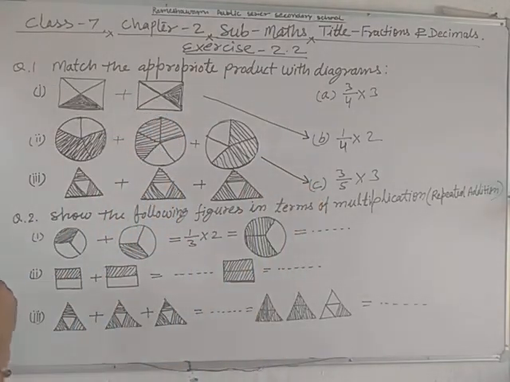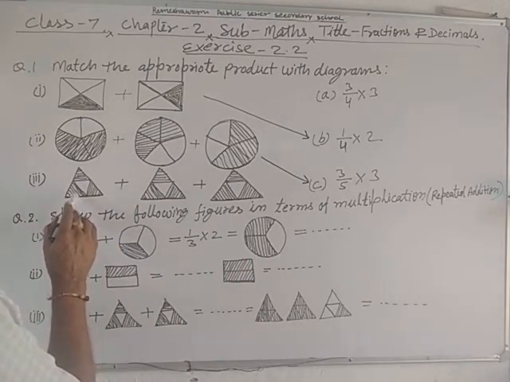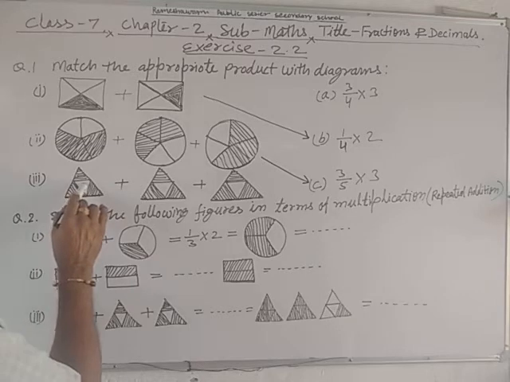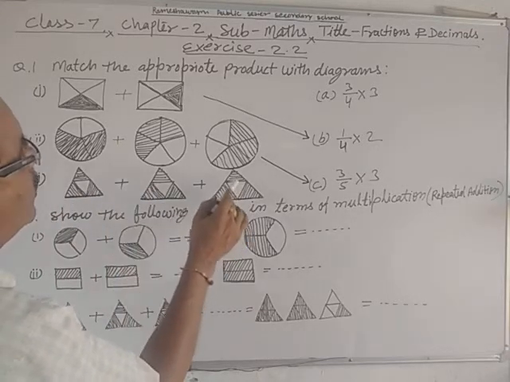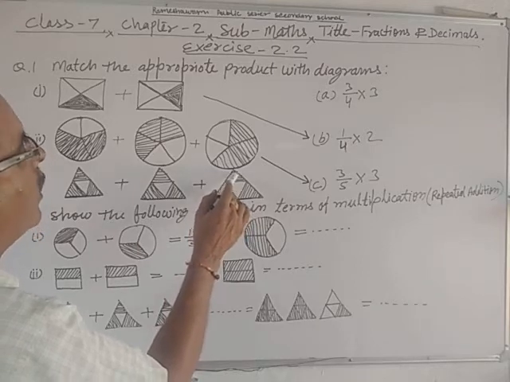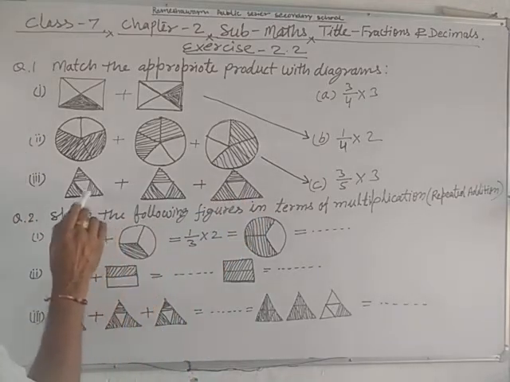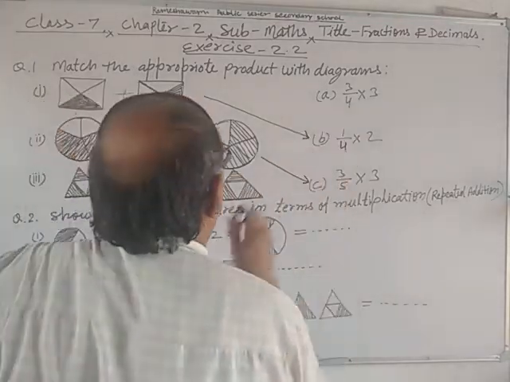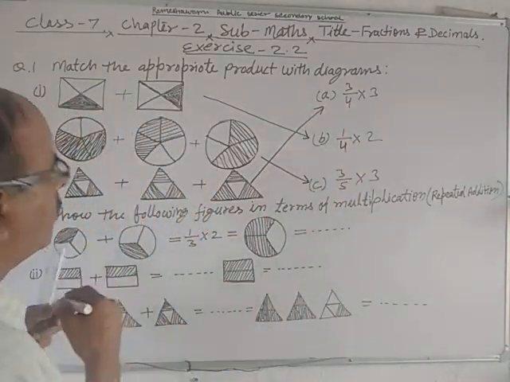And question number 3. A figure has 4 parts, 1, 2, 3, 4. One part is not shaded. It is called 3 upon 4, 3 upon 4 and 3 upon 4. 3 parts are shaded, 1, 2, 3, and the total is 1, 2, 3, 4 parts. So 3 upon 4 into 1 plus 2 plus 3. It means 3. So 3 upon 4 into 3. The right answer is A.